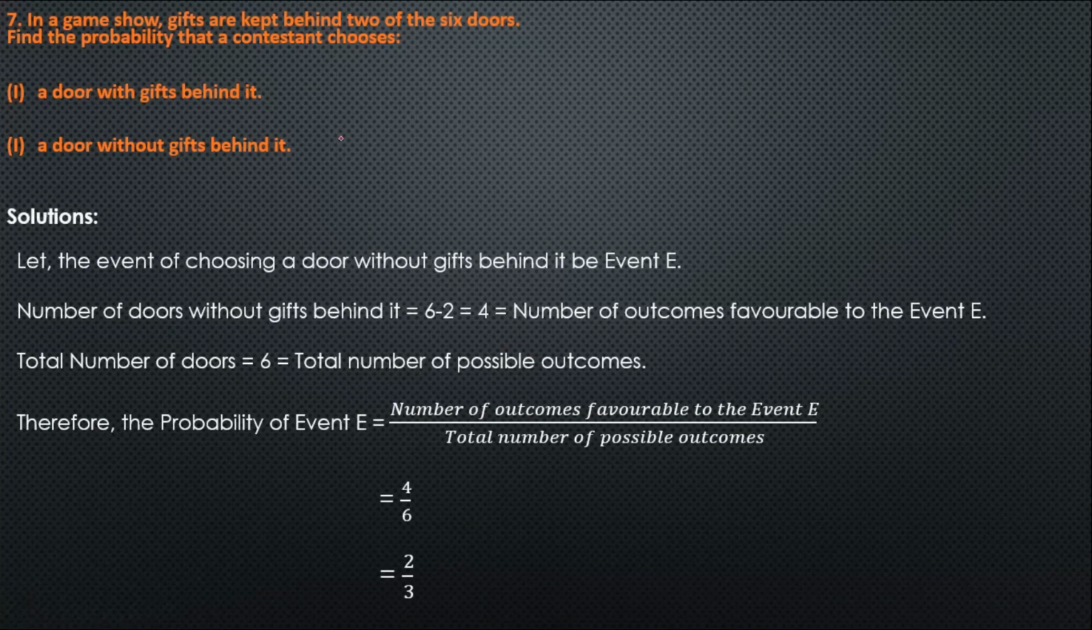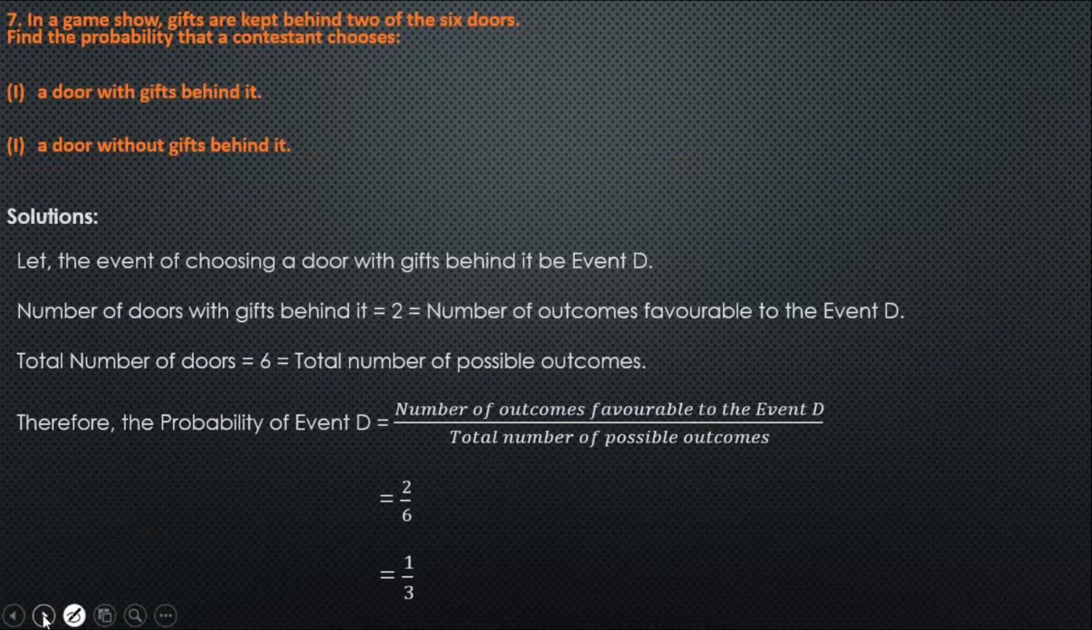Next question. Question number 7. In a game show, gifts are kept behind 2 of the 6 doors. Find the probability that a contestant chooses a door with gifts behind it, a door without gifts behind it. Okay, so first understand the question. It says that there are 6 doors in a game show. Now out of these 6 doors, there are 2 doors behind which we have a gift.